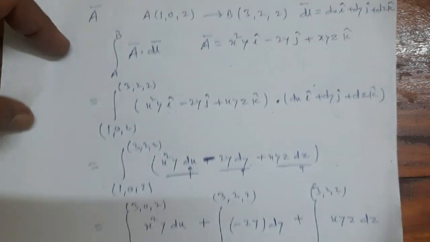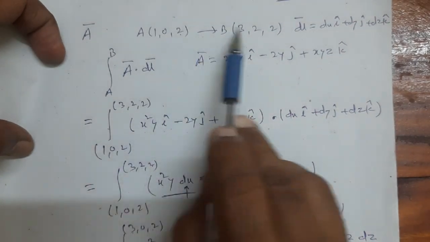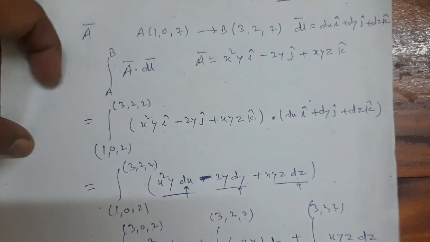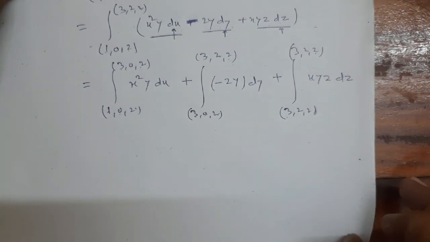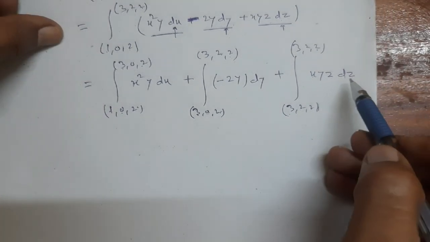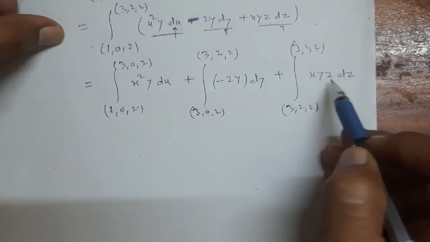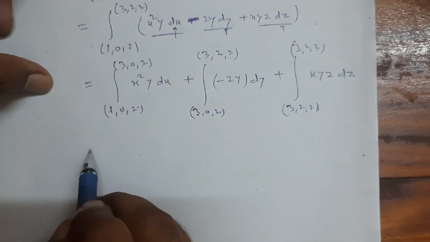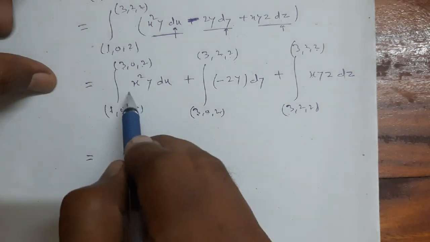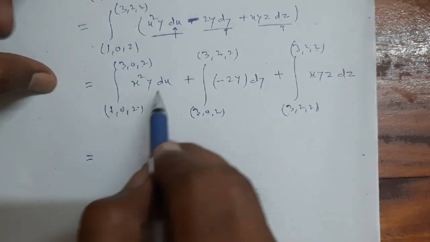I have considered the point where there is no change in z. But in general, if there is change in z, then what you will have to do? You will have to consider the third term where there is change in z only, and the term associated with dz is to be considered here. Now, what is the situation here? Here the integration is over dx.